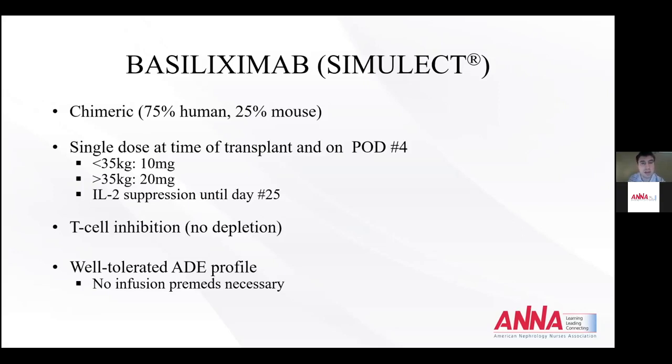There is a post-op day 4 dose. You need another dose of basiliximab. Thymoglobulin at the time of transplant, you only need one. You can see there's weight-based dosing, whether you're less than 35 or greater than 35. Then you'll have interleukin-2 suppression, which probably buys you time for almost a month. It's very good at blocking interleukin-2, which signals and activates the other T cells.